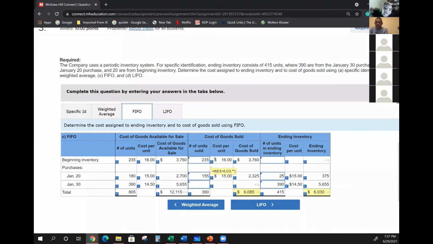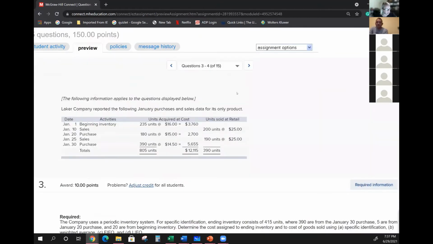No, I don't get it. Okay, so because we're doing the periodic method, we're going to look at the end of the period. In the information it gives us, in this table right here, can you see my mouse? This 390 units is what was sold. Since the 390 was sold, I know out of the 805, I'm going to pull the first 235. It doesn't matter when the sales and the purchases happened. I just know that at the end, I sold 390.